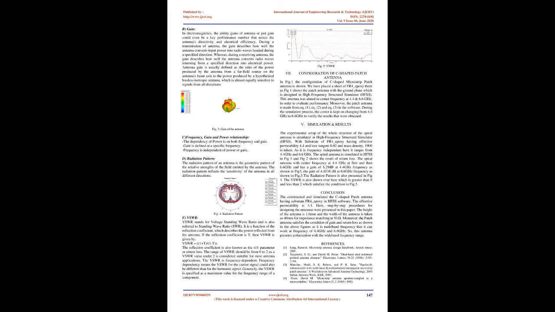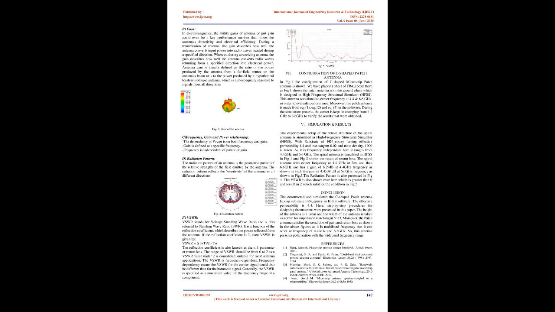E. VSWR. VSWR stands for voltage standing wave ratio and is also referred to as standing wave ratio, SWR. It is a function of the reflection coefficient, which describes the power reflected from the antenna. If the reflection coefficient is Γ, then VSWR is given by VSWR equals (1 + Γ) / (1 − Γ). The reflection coefficient is also known as the S11 parameter or return loss.